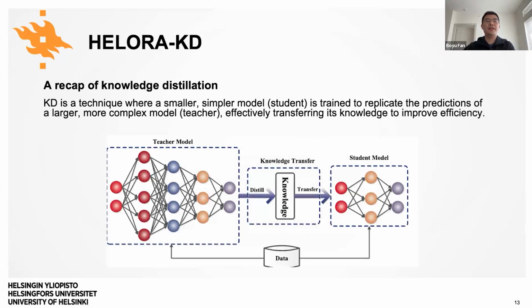So this is another variant we propose, called HeLoRA KD. Let's have a very short recap of what knowledge distillation is. Knowledge distillation basically is: there's a big model called the teacher model, and a small model called the student model. The teacher model outputs logits, and the student model also has logits. They are compared using a KL divergence loss, minimizing this loss so that the student can perform as well as the teacher model, but with much fewer parameters.